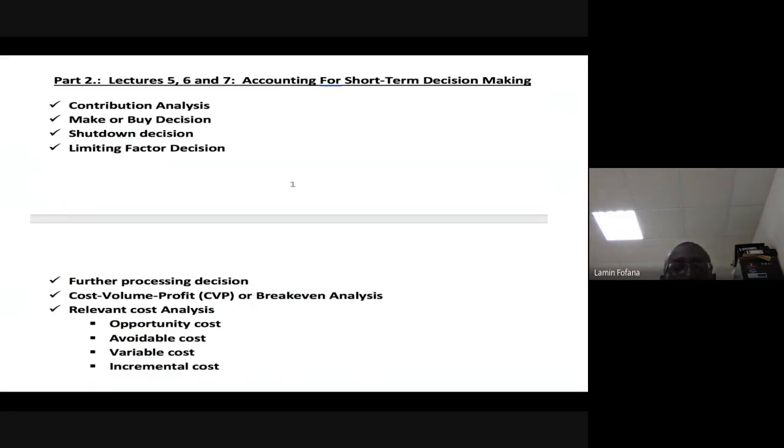Break-even, of course, is the point where total sales revenue equals total cost. So break-even point is the quantity of product that we have to produce and sell in order to be at equilibrium, in order for revenue and cost to be equal.